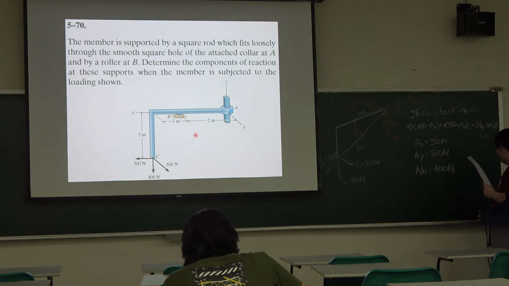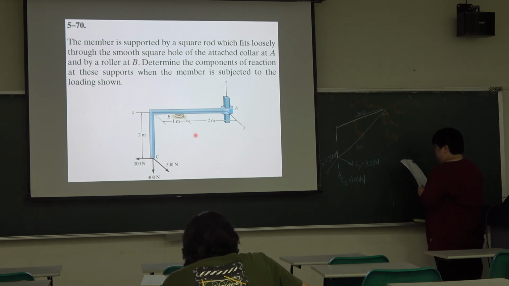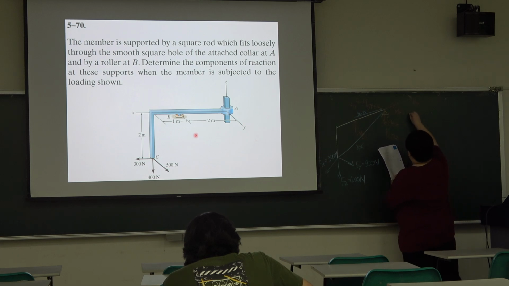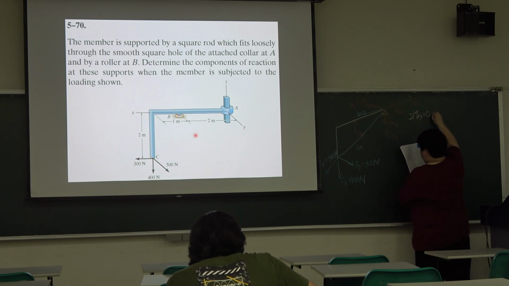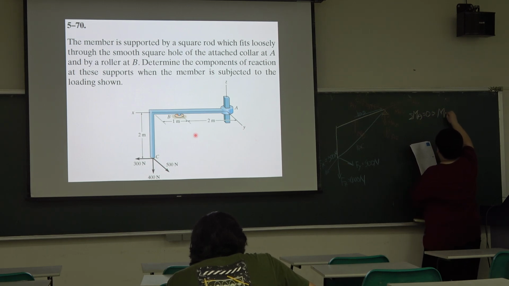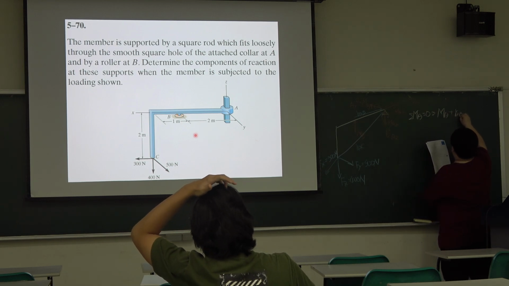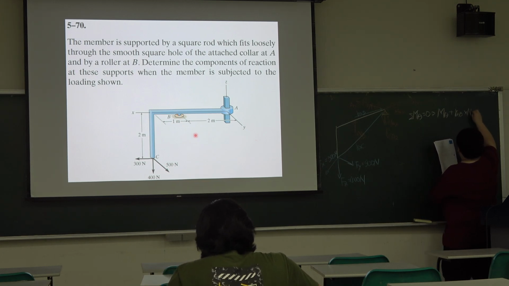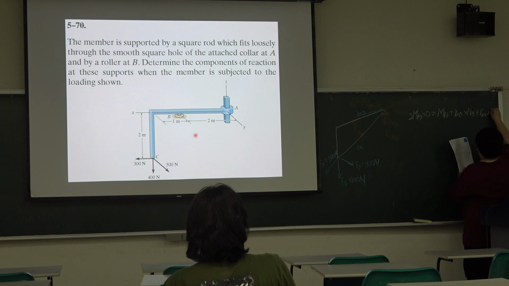Summation moment A is equal to 0. Summation moment A equals 0: moment A plus position vector AB cross the MB, plus the position vector AC cross the F, is equal to 0.